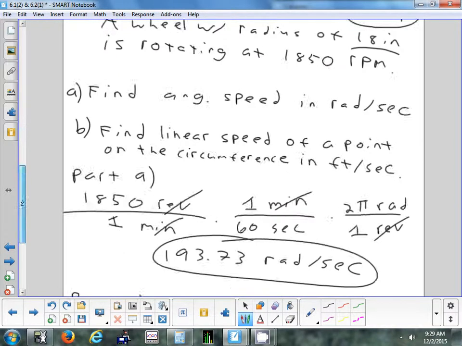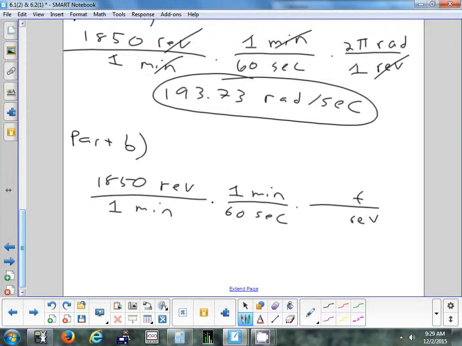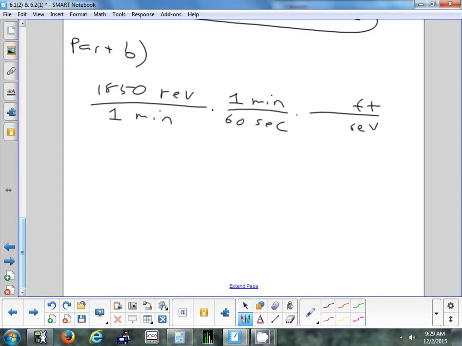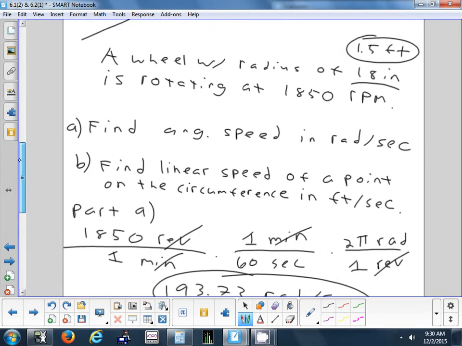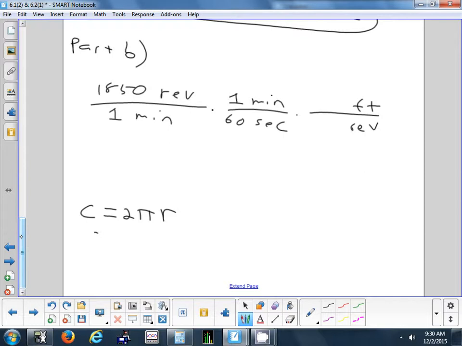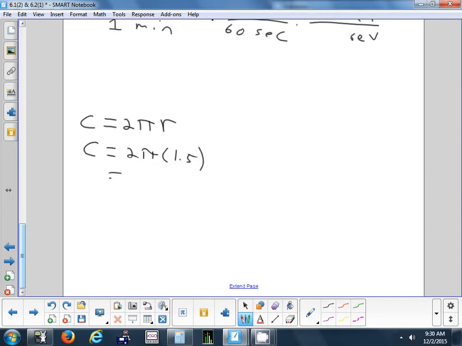It's 1.5 feet. So my goal is to figure out how many feet in a revolution. Okay, well, on a circle, what do we call one full revolution? The circumference. And what's the formula for the circumference? 2 pi r. What's my radius in this case? 1.5. So the circumference of this wheel is 2 pi times 1.5. What's 2 times 1.5? 3 pi feet.